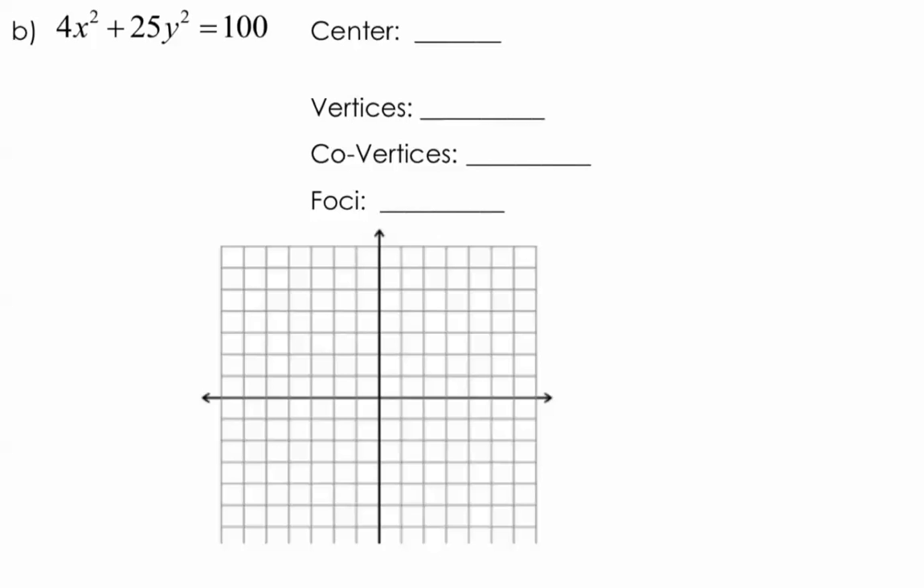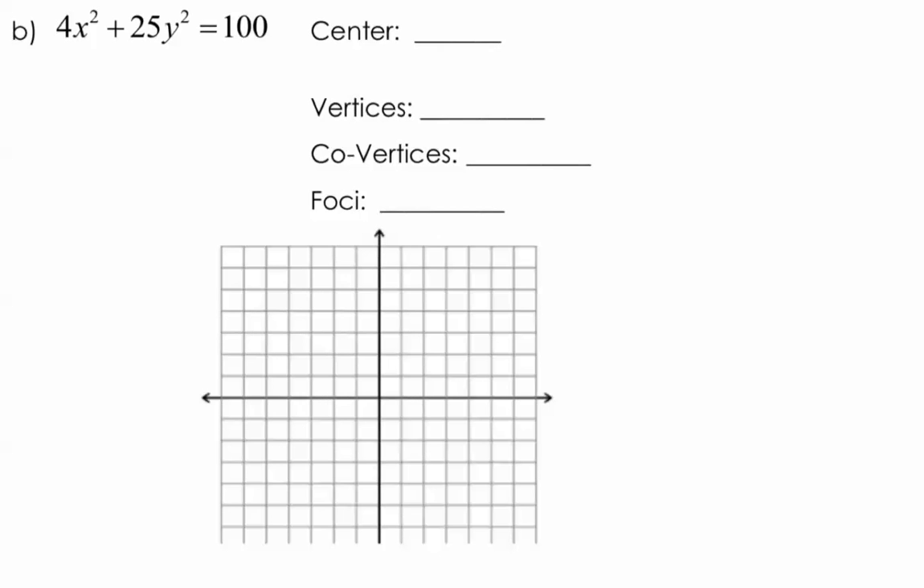All right, time to look at example B. Now notice that it is not in standard form. We do not have this set equal to 1. I can tell immediately that this is an ellipse though because the coefficients of x squared and y squared are different. If the coefficients were the same, that would be a circle.